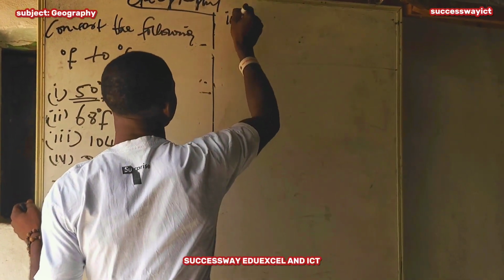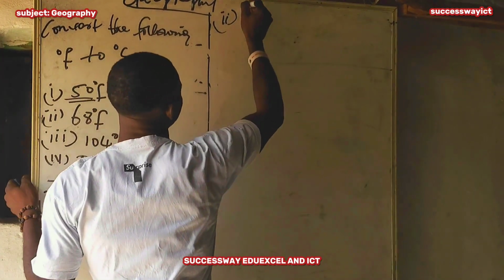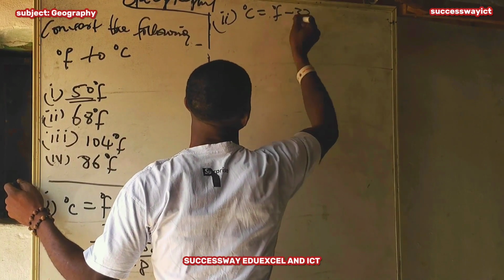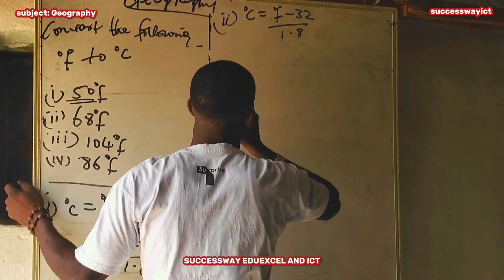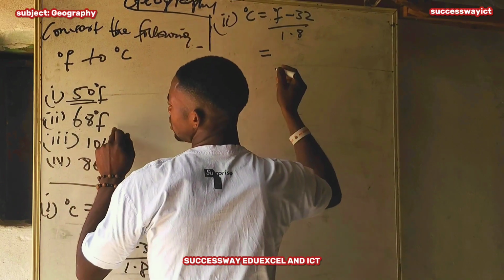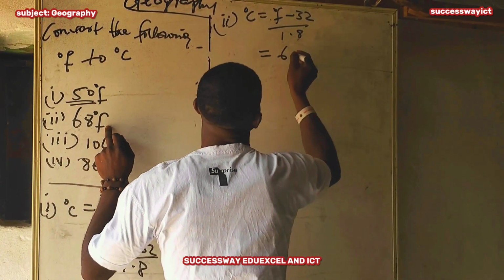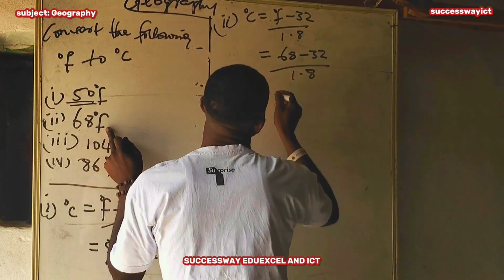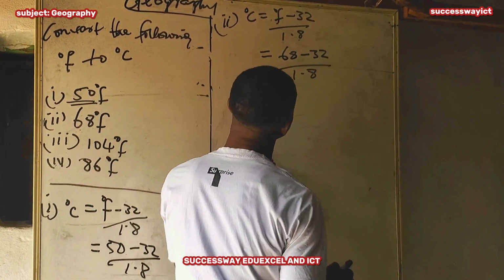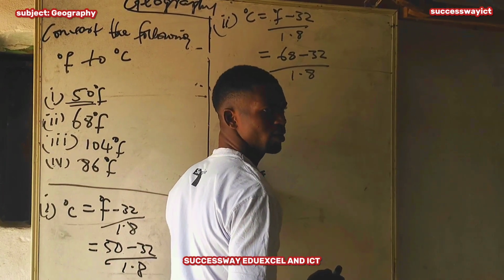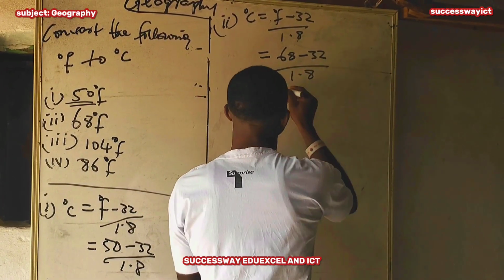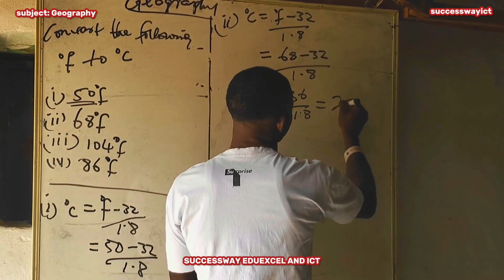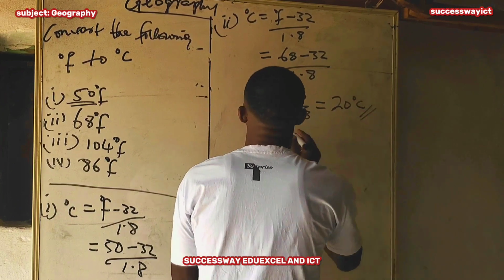Roman numeral 2. What do you have there? Degree centigrade equals degree Fahrenheit minus 32 over 1.8. Roman numeral 2 is what? 68, right? Minus 32 over 1.8. So what do you have? 68 minus 32 is 36, over 1.8. What do you have? 20 degrees centigrade.